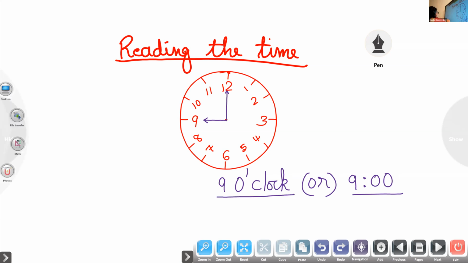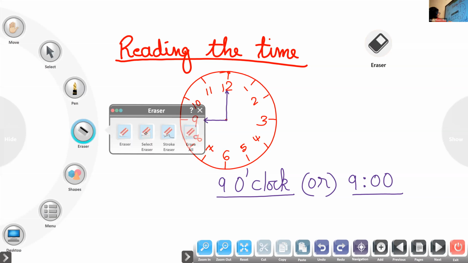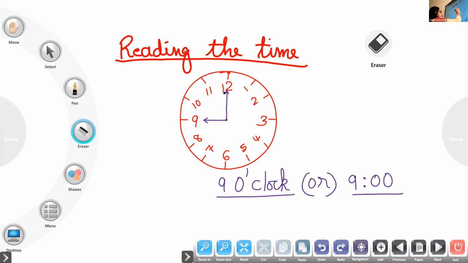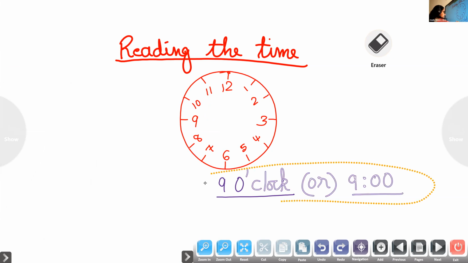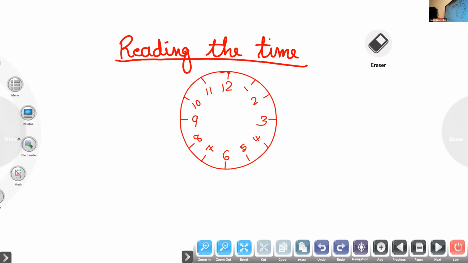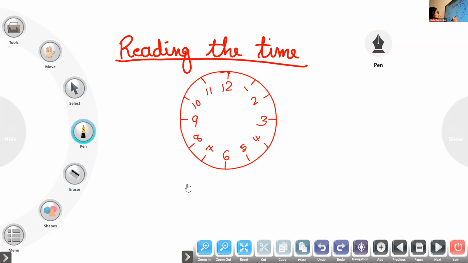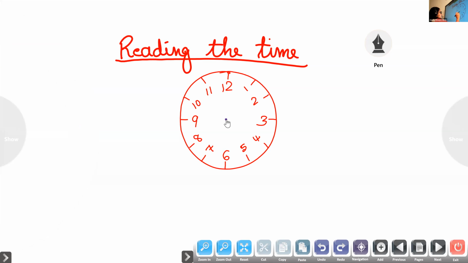Okay. Now, suppose the short hand is at here, 4. The long hand will always be on 12. This year, next year it will move. Okay. Since the short hand is at 4, the time is 4 o'clock. Write 4, write capital letter O, put an apostrophe and write clock.